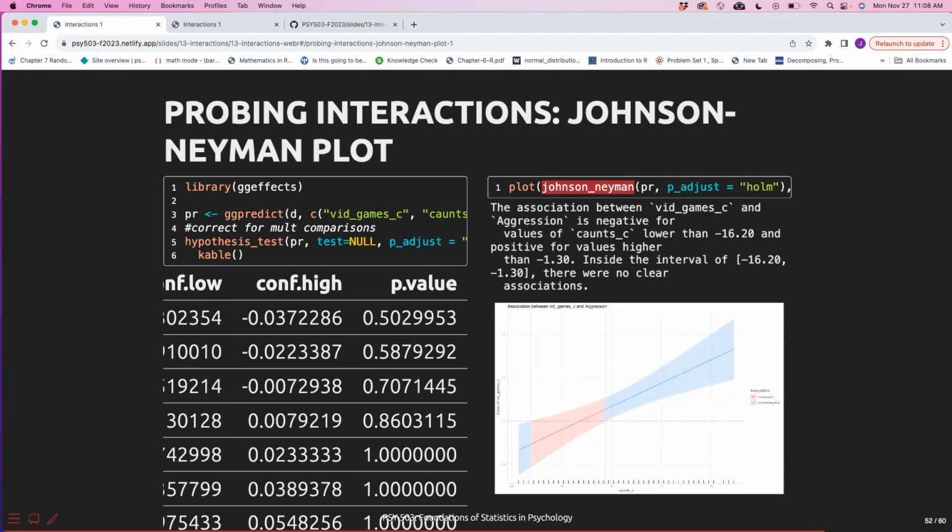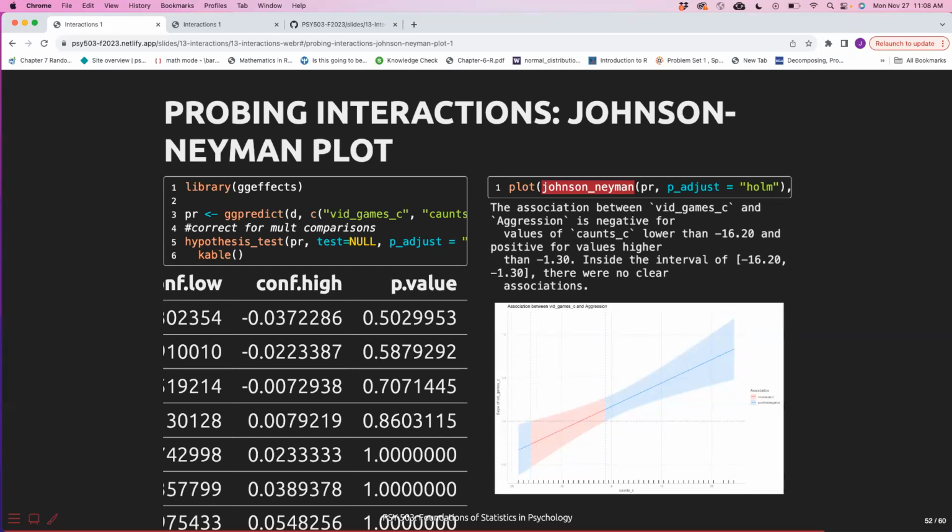So if you're ever going to use it, you can correct for multiple comparisons and the plot should reflect that. But what we see here essentially is at higher levels, we have more significant effects. So at higher levels of callous traits, the relationship between hours played and aggression is stronger here.